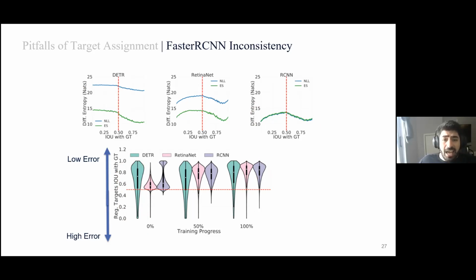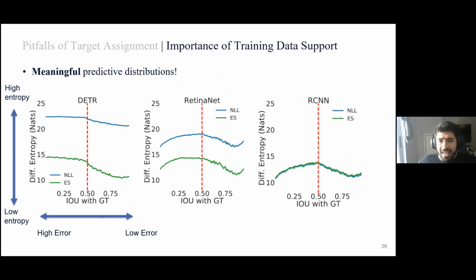The question is, can we just use what RCNN is using, restrict the training to low error regions, and train with the negative log likelihood? Then we will avoid using energy score. We don't need to use energy score. The answer is not that simple. And this has to do with the notion of meaningful predictive distributions. What we notice is that for predictive distributions to be meaningful, they need to be correlated with the error. So high error regions need to have high entropy, and low error regions need to have low entropy.